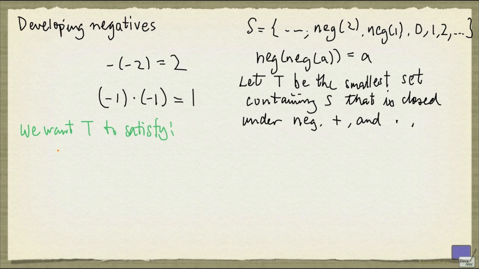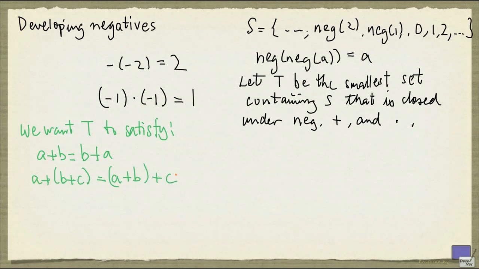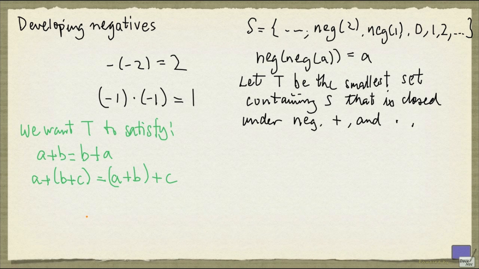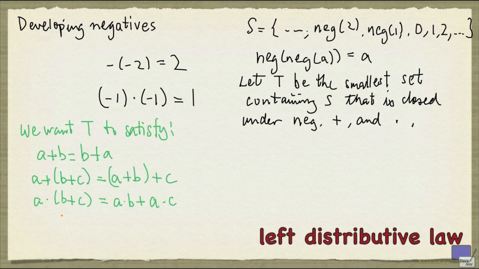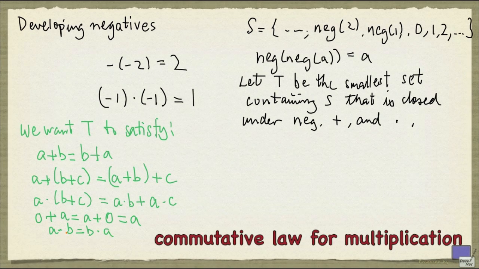Obviously, we want T to satisfy the usual rules of arithmetic. For example, if you have two numbers A and B, A plus B is equal to B plus A. If you have three numbers A, B, and C, adding B and C first and then A is the same as adding A and B first and then C. And if we have three numbers A, B, and C, A times the sum of B plus C is the same as A times B plus A times C. And the property of 0 holds for every element A. A times B is equal to B times A.